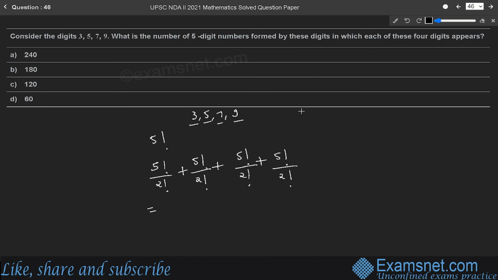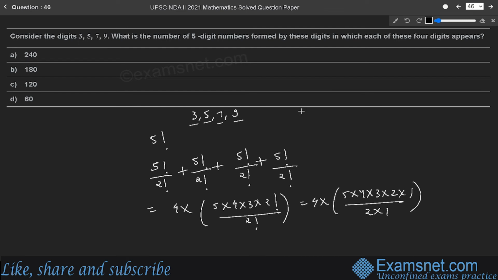So when we add all these terms, we will get 4 into 5 into 4 into 3 into 2 factorial upon 2 factorial, which equals 4 into 5 into 4 into 3 into 2 into 1 upon 2 into 1, which will be equal to 240. So this is the number of 5-digit numbers that will be formed by these digits in which each of these 4 digits appears. So the correct option for this question is option number A, which is 240.